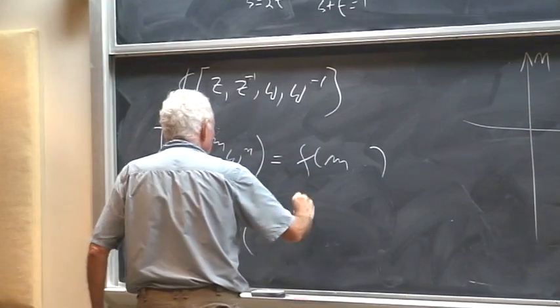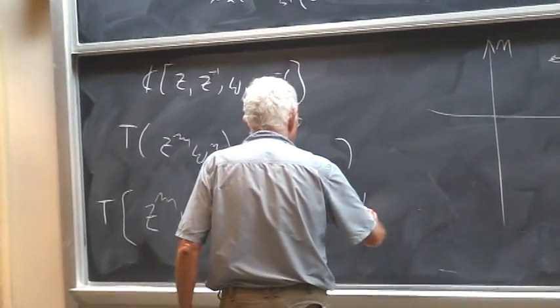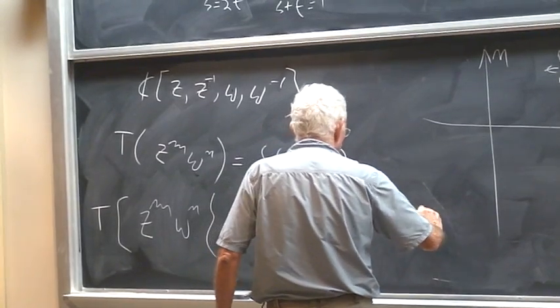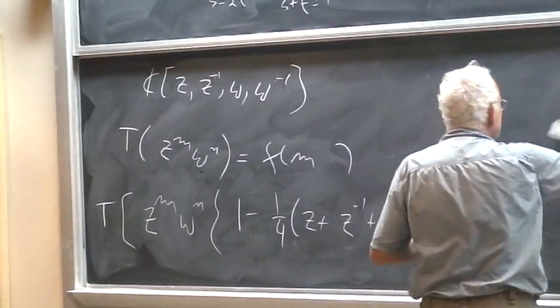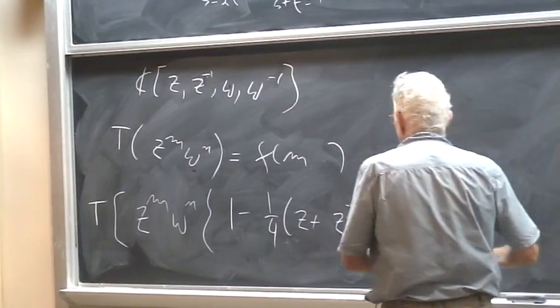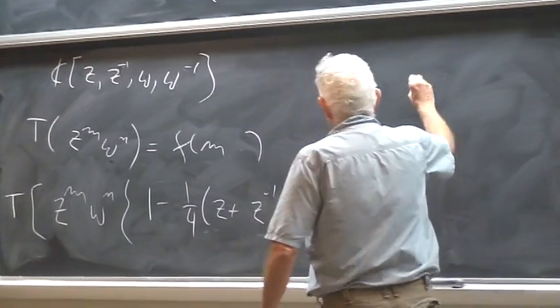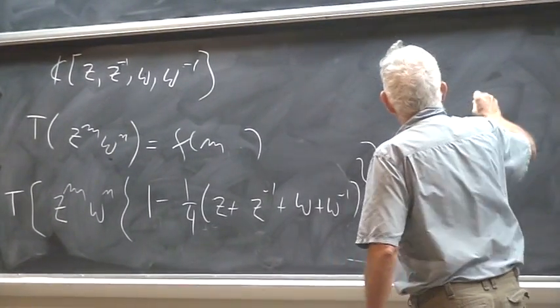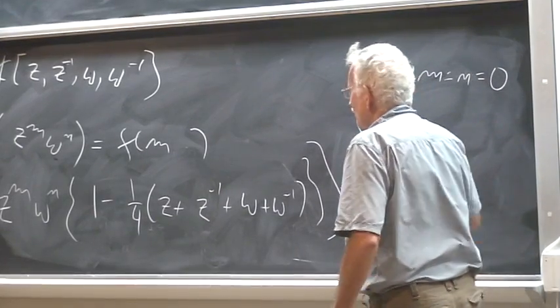And get 1 minus 1/4 z plus z to the inverse plus w. And what I'm doing now is applicable to a general operator, not just to replace Laplace. So it equals 1 if m equals n equals 0, 0 otherwise.